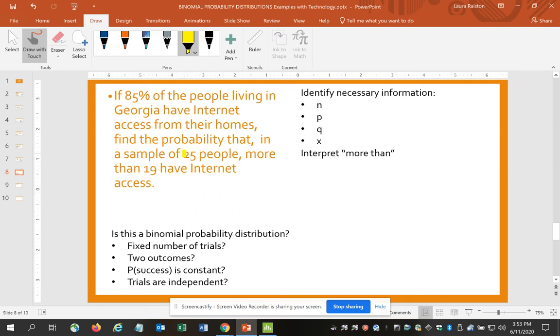Do you have a fixed number of trials? And we do, because we have 25 people that we're going to consider. Do you have 2 outcomes? And again, thinking about it, we do, because they either have internet access or they do not have internet access. So there's 2 possibilities. The trials are independent, because whether one home has access and another home doesn't shouldn't affect each other, and there's no indication that the probability of success is not constant.